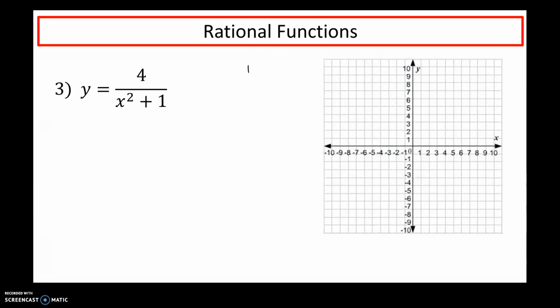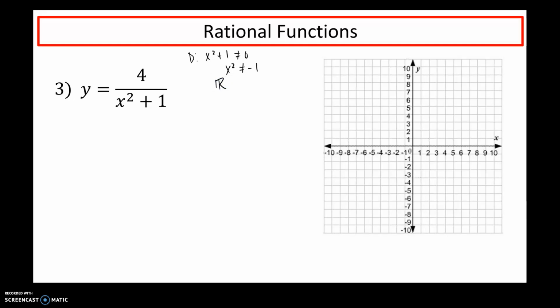All right, let me see if I can set up one more. There will be a second video just with more examples. Okay, first start with the domain. My denominator can never equal 0. X squared can never equal -1. There's no restrictions. So my domain is all real numbers.